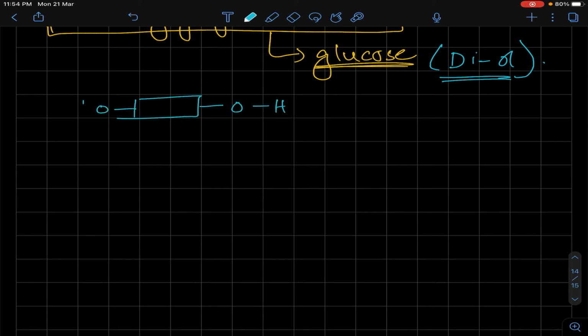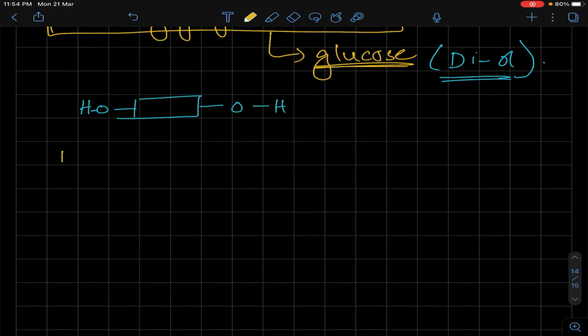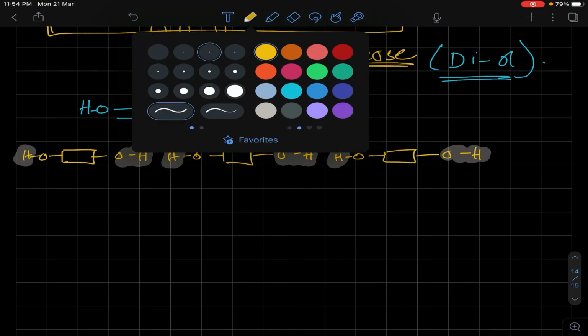So let's say this is the structure of a diol. That means an organic compound which contains two OH groups. So let's just draw the structure of a complex carbohydrate. So let's say this is one diol, another diol. Let's just draw 3 glucose units. All right, so now the water molecules would be lost. So OH from one side, H from the other side, OH from the one side and H, and then OH and H. So 3 water molecules are lost.